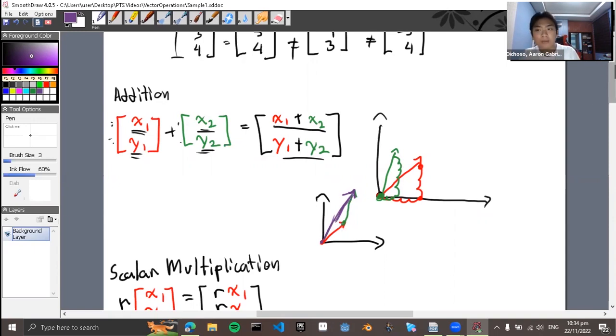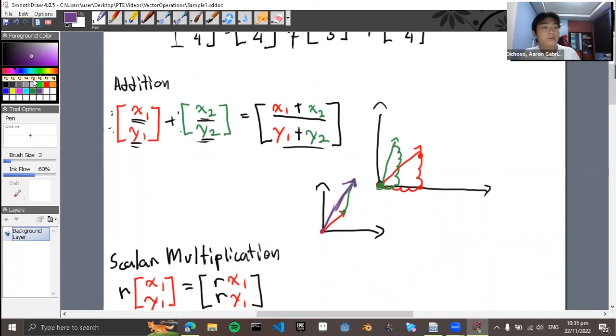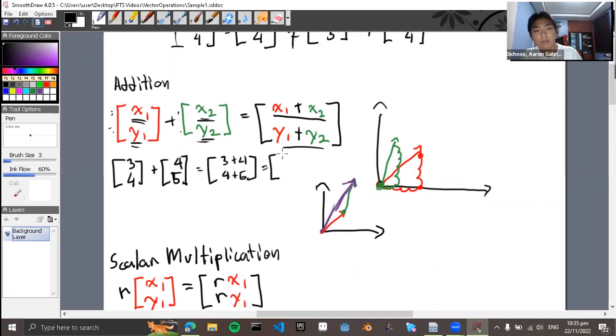Scalar multiplication next. Visually, it would look something as such. So if we tried an example, 3, 4 plus 4, 5, it would be 3 plus 4, 4 plus 5, which is equal to 7, 9. Okay?